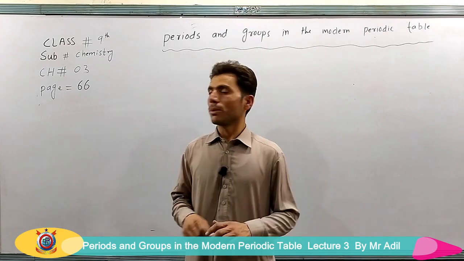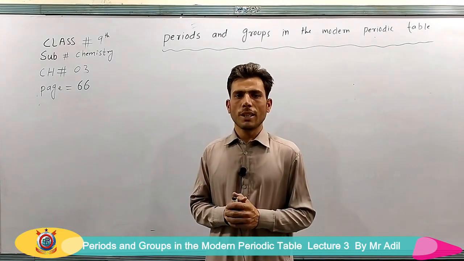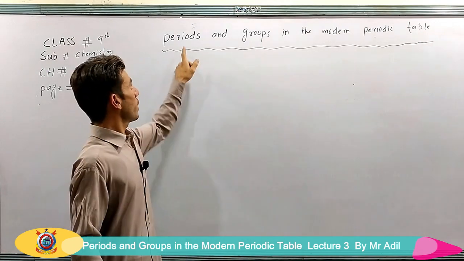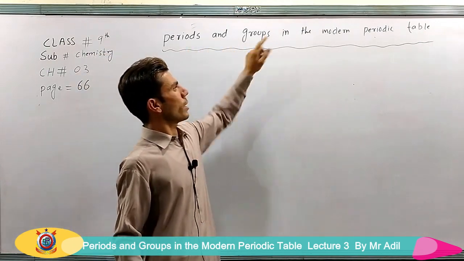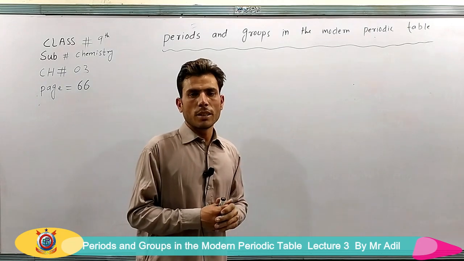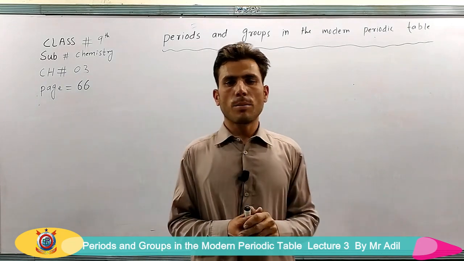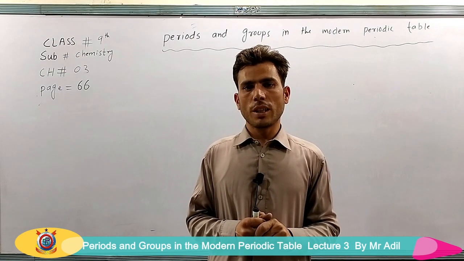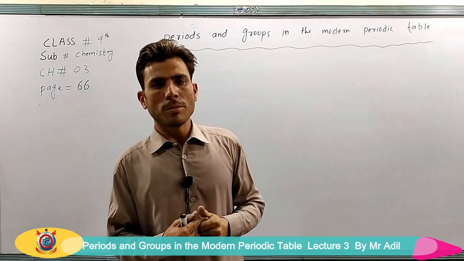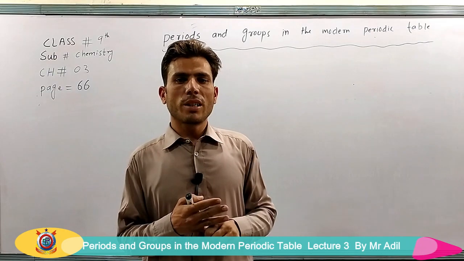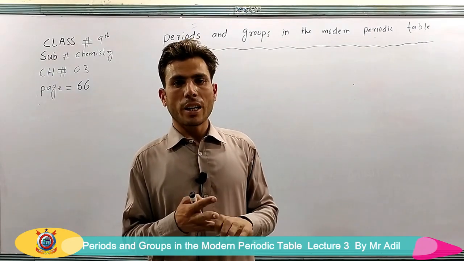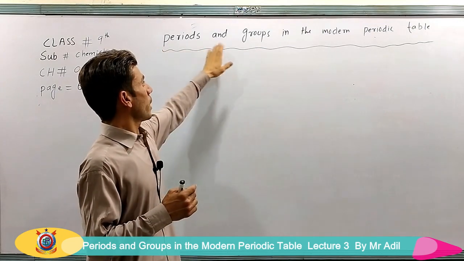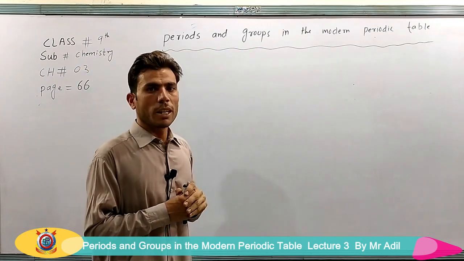Class 9, subject chemistry, chapter 3, page 66. The topic which I am going to discuss is periods and groups in the modern periodic table. Dear students, the previous lecture was about the modern periodic table, in which I told you that in simplified form, the modern periodic table is divided into 7 periods and 8 groups. So in today's lecture, we will discuss periods and groups in the modern periodic table in detail.